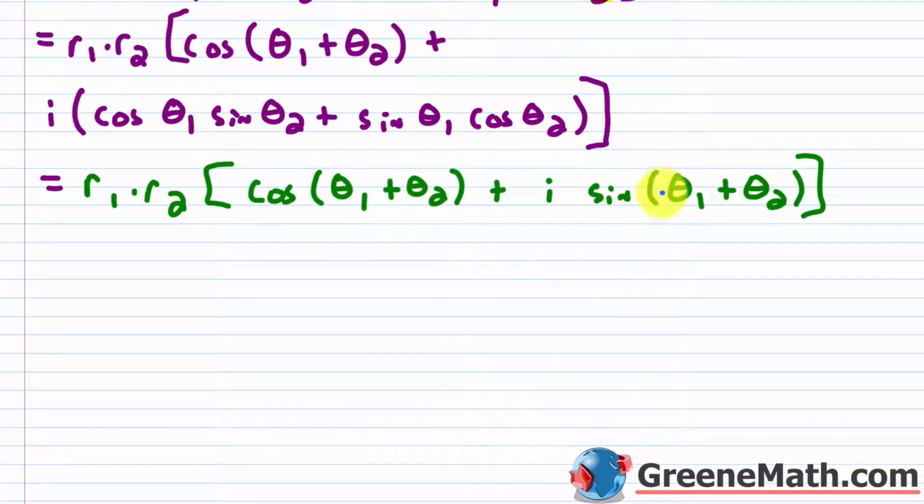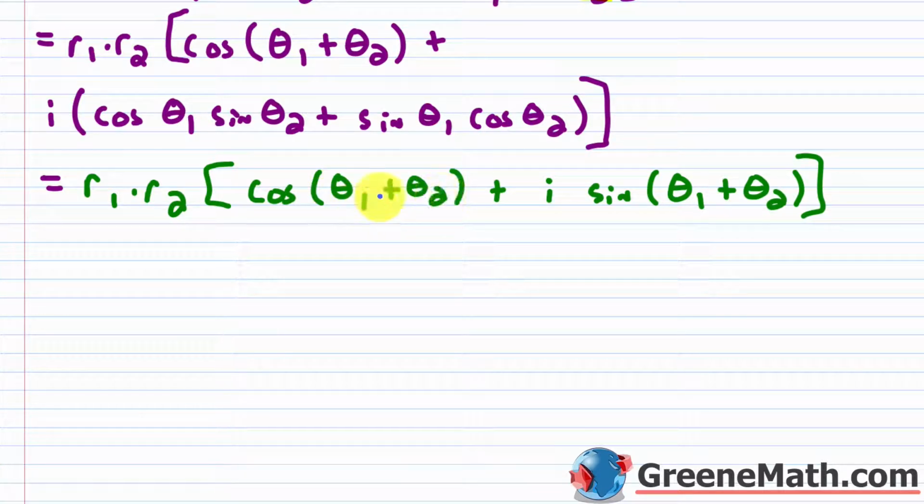So this result here is what you're going to see when you look at your product theorem in your book. So basically you multiply the two absolute values together. That's all you need to do. That's going to give you your r outside. And then inside, when you're working with the cosine, you're adding the two arguments together.